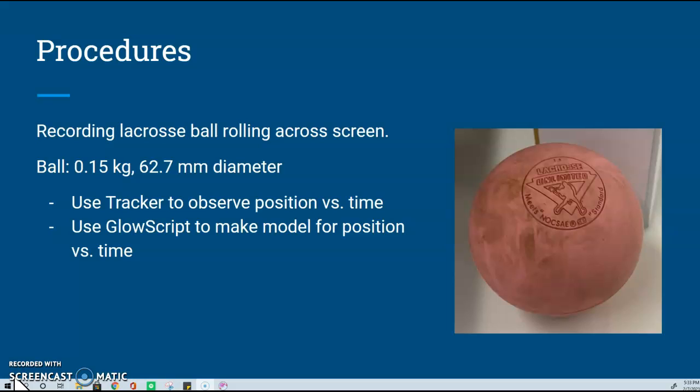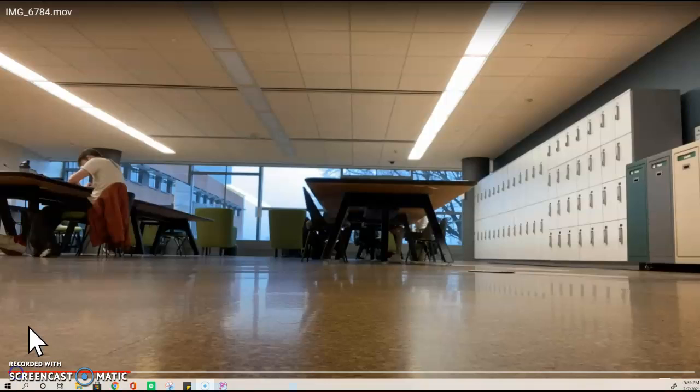My procedures for this lab were to record a lacrosse ball rolling across the frame of my camera. Using the known diameter of the ball, 62.7 millimeters, I was able to find the distance the ball traveled over time using Tracker. I then used GlowScript to make a computer model of this situation.